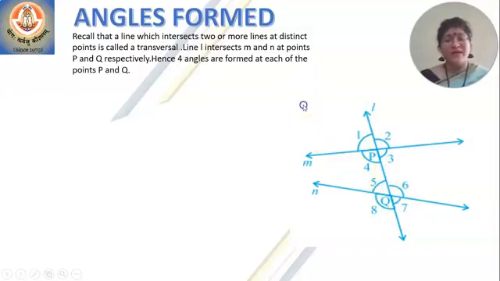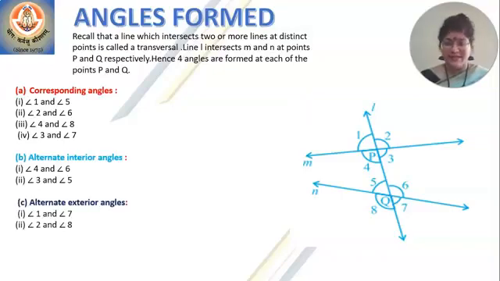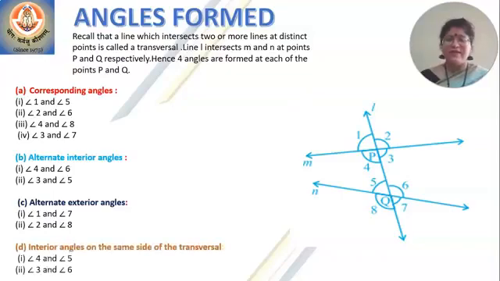What are the types of angles that you get? You have done this in standard 7th. Corresponding angles, alternate interior angles, alternate exterior angles, and interior angles on the same side of the transversal. So have a look at it. Which are the corresponding angles? On the same side of the transversal, this side you have angle 1 and angle 5. Then you have angle 2 and angle 6. The one below, that is angle 4 and angle 8. Below here, angle 3 and angle 7. So these are pairs of corresponding angles.